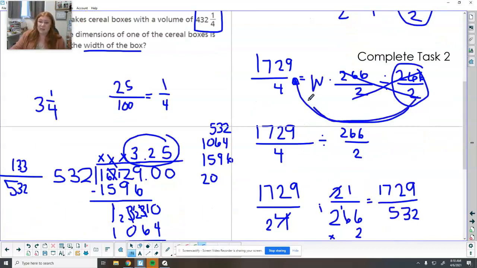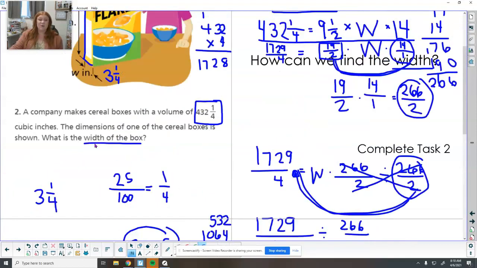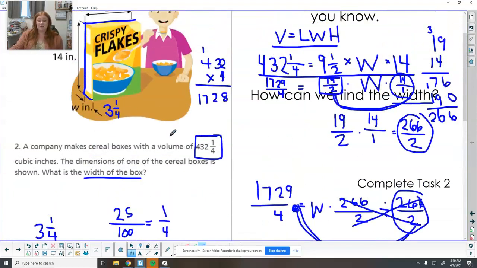And remember, it has to go behind the part you already have, not in front. This is not 266 over 2 divided by this. You've got to start with what you have, the total, divided by the piece. So we copy, dot, flopped, multiplied, and then we just had to simplify, which came out to 3 1/4.